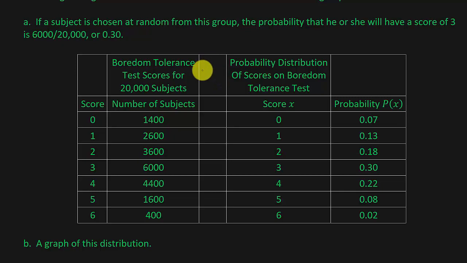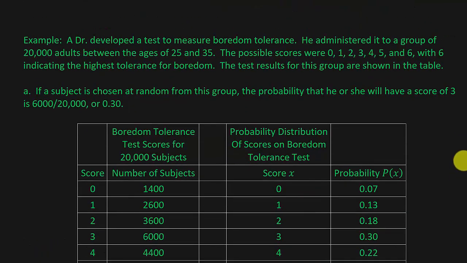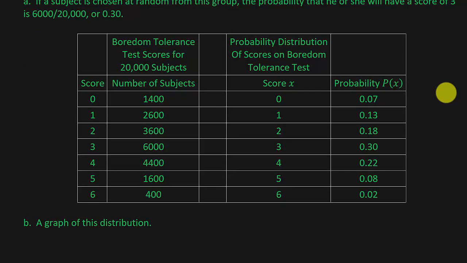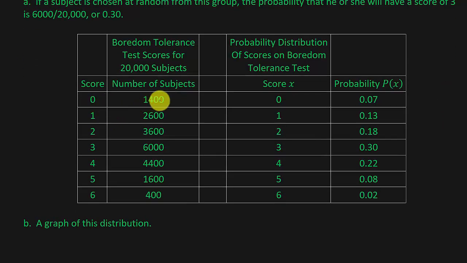All right, so of the 20,000 people, the 20,000 adults that were administered the test, 1,400 scored a 0, 2,600 scored a 1, and so on. Okay, so this is the information they give us. These are the test scores for the 20,000 subjects. Now over here we have a probability distribution of the scores on the boredom tolerance test.